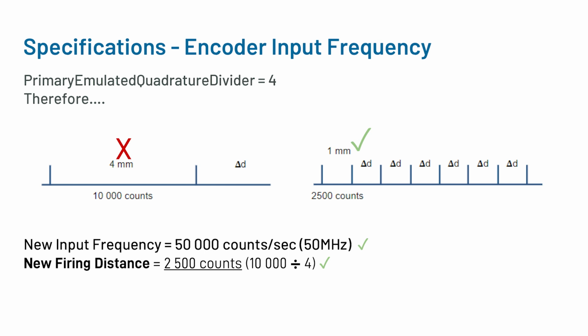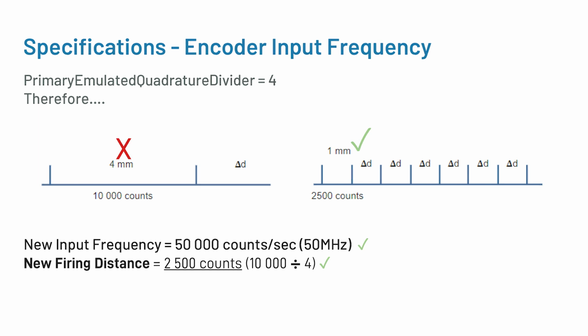So essentially, when you use the emulated quadrature divider parameter for PSO without dividing the distance firing event by that same amount, it actually becomes a multiplier when you look at the firing distances through the lens of your user units. The image on the right demonstrates that after we divide our original firing distance by that same divisor of 4, everything normalizes and we are back to firing at our original intended 1 mm distance. I hope all of that makes sense, since this is a big component when using an analog sine wave encoder with PSO.